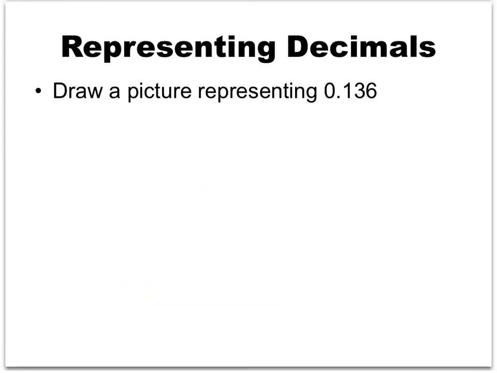Now let's draw a similar picture to represent the number 0.136. And likewise, we're going to start on the right to define what is a whole item. In this case, let a single line like this represent the number 0.001, so 1/1000th.